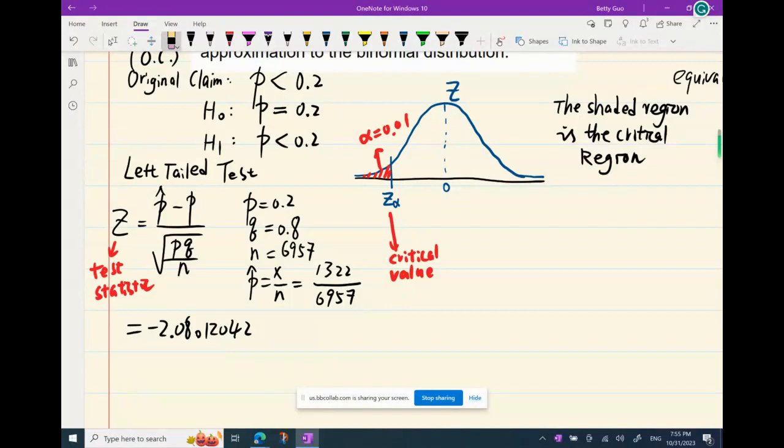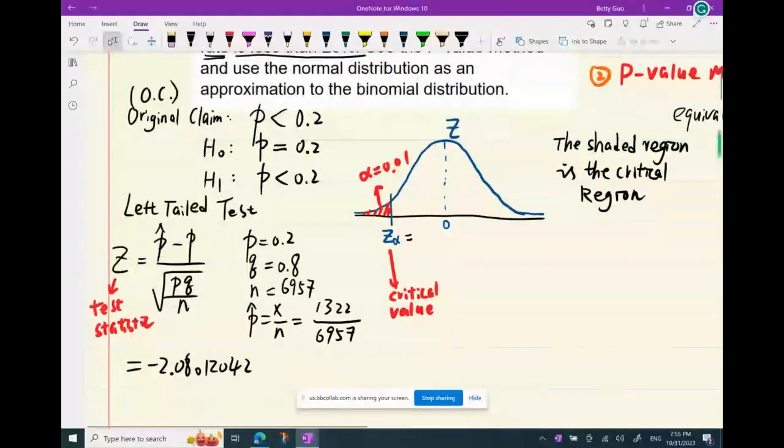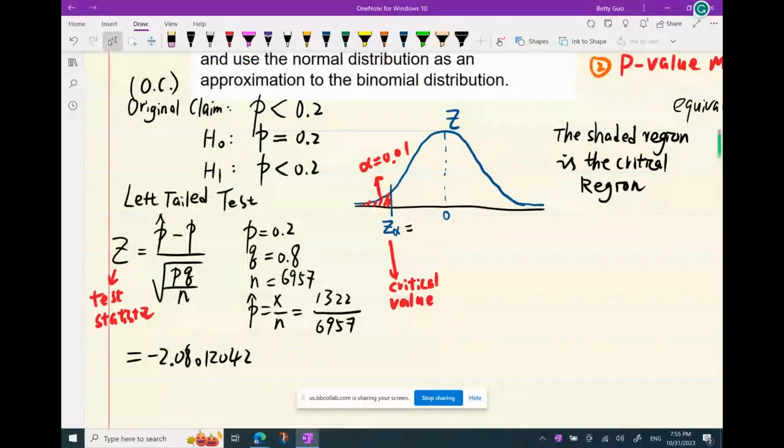But we have to figure out the critical value. We just got a test statistic. How do we figure out the critical value, Z sub alpha? Let me double check the significance level. It's 0.01. So we are looking for Z sub alpha. The critical value separates the critical region and non-critical region, and this is a standard normal distribution.